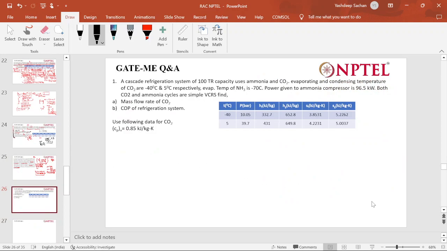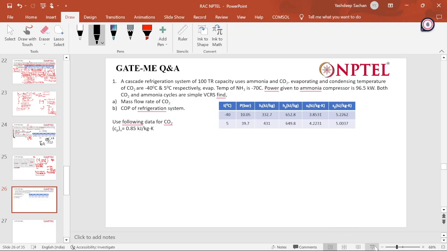So this question is based on the cascade refrigeration system. I initially told what the cascade system is and why it is required. First read this problem and then we'll start. First let me know which system is at the lower temperature and which system will work at higher temperature. And this table is for the CO2.